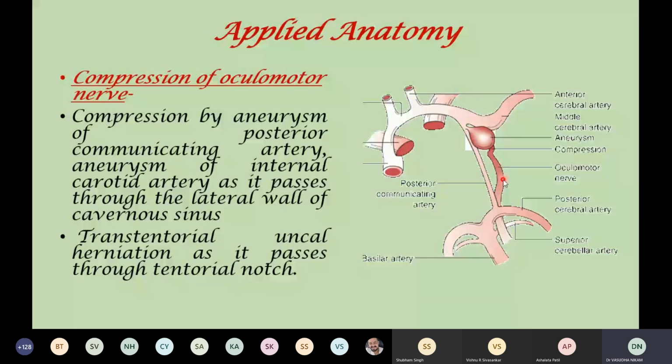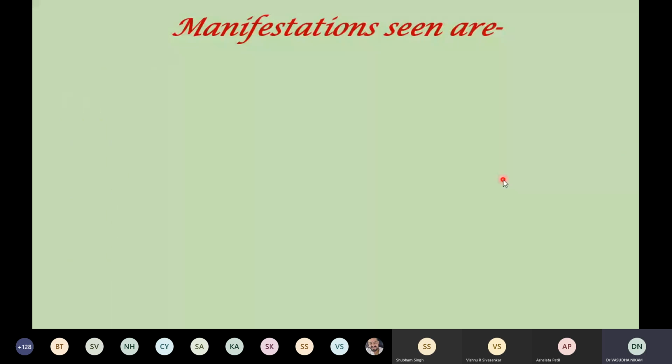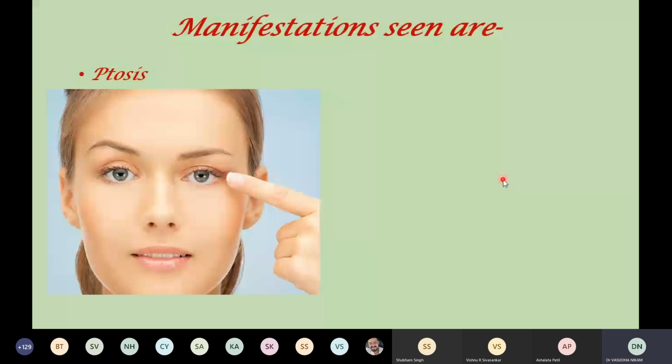Coming to the manifestations, if such compression takes place, you should know what are the clinical features seen in the patient. Ptosis. Very important, you can see the ptosis. What do you mean by the word ptosis? You can see this is the patient showing the normal eyelid here, and you can see slight drooping of the eyelid on the affected side. So ptosis means drooping of the upper eyelid, and it is mainly because of the paralysis of the levator palpebrae superioris. Is it clear? So this condition is called ptosis.